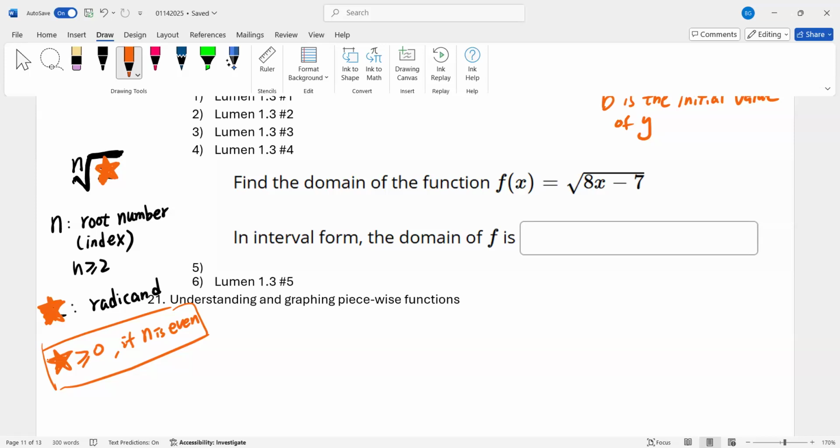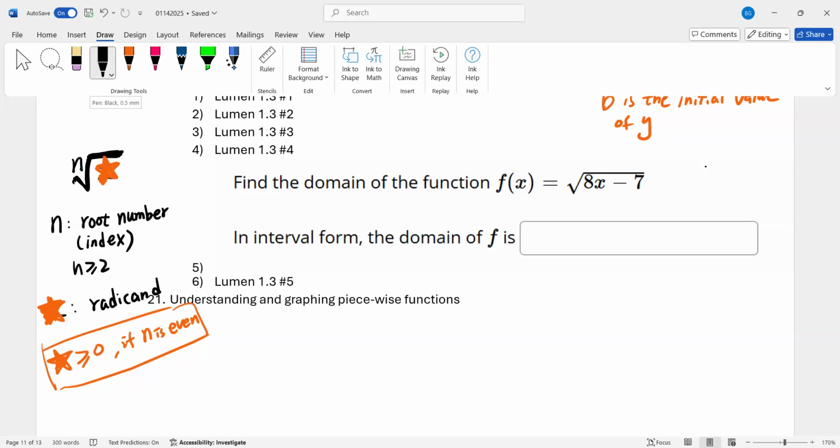Make it simple. Look at our function. There's no root number here, right? That means it is a square root. The root number is 2, an even number. So anybody can tell me what's the radicand? 8x minus 7. Yeah, the whole thing, right? Very good. The whole thing under the radical symbol, that is the radicand.